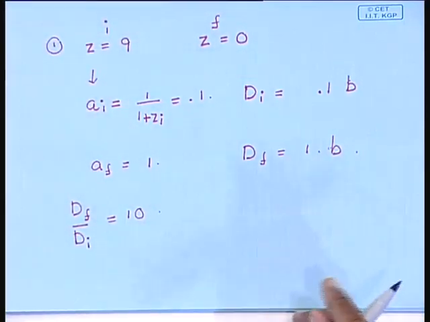Okay, so straight away we see that on scales where the linear theory is valid, the density fluctuations were 10 times smaller at a redshift of 9. Okay, so as a function of redshift, it is very easy to work out how density fluctuations will grow. This was a very simple exercise.